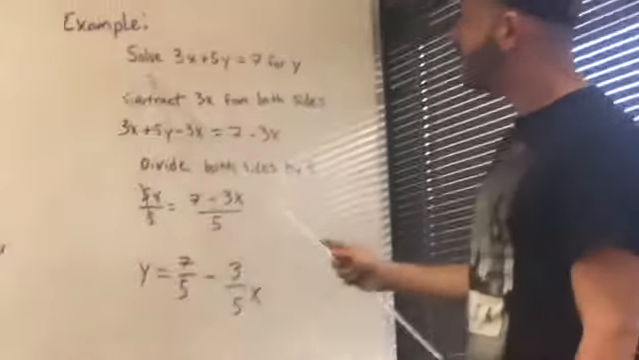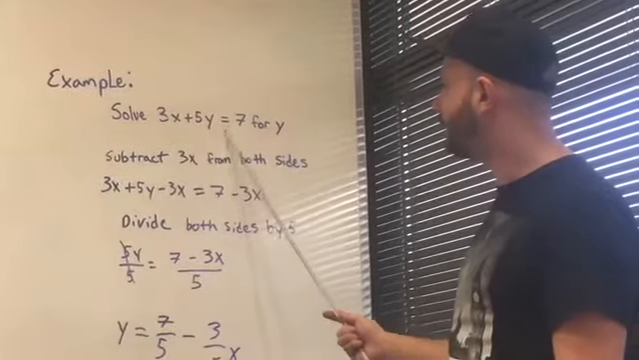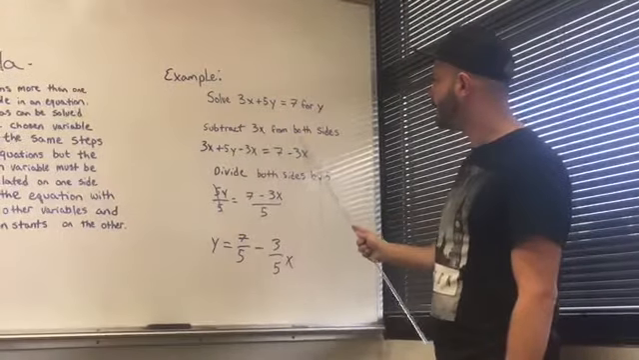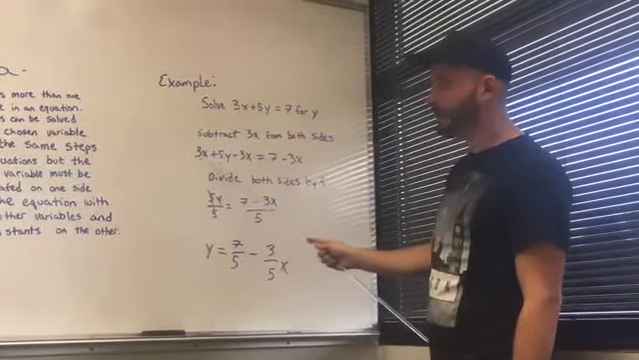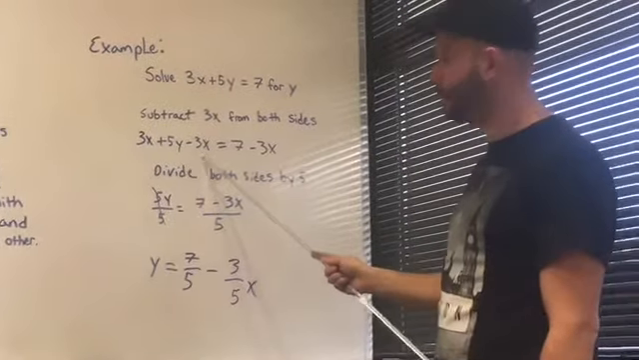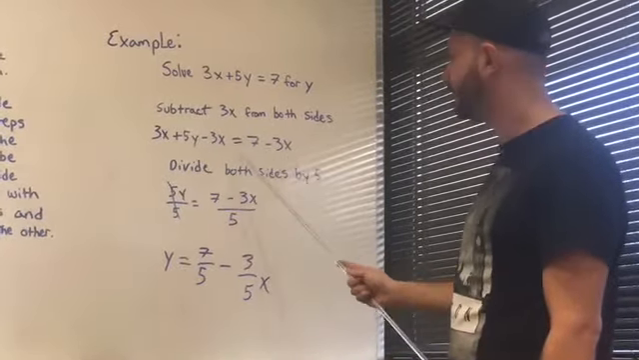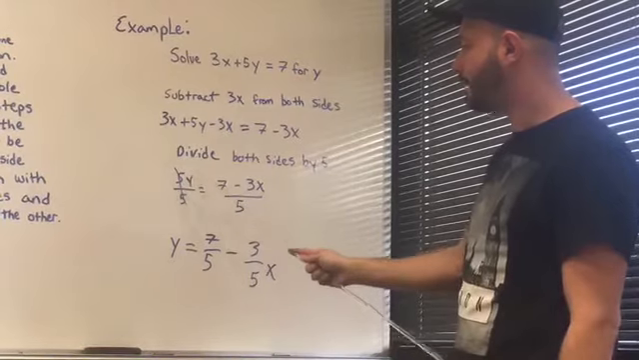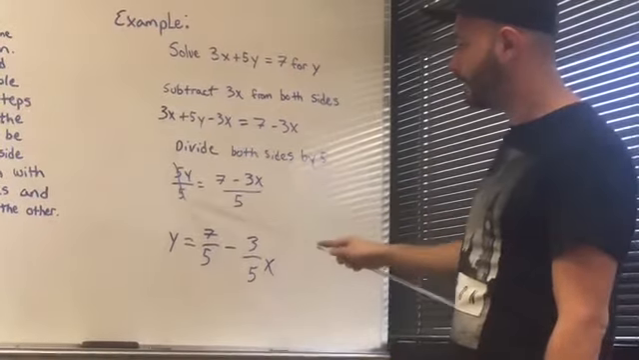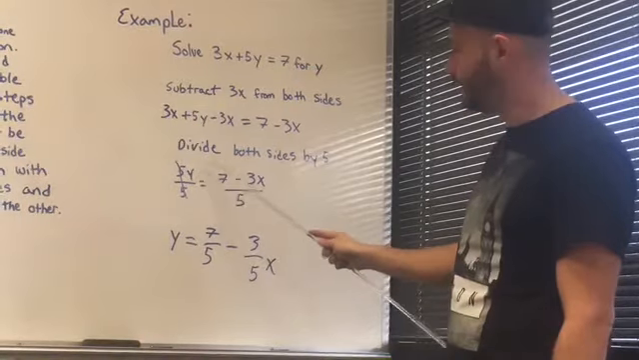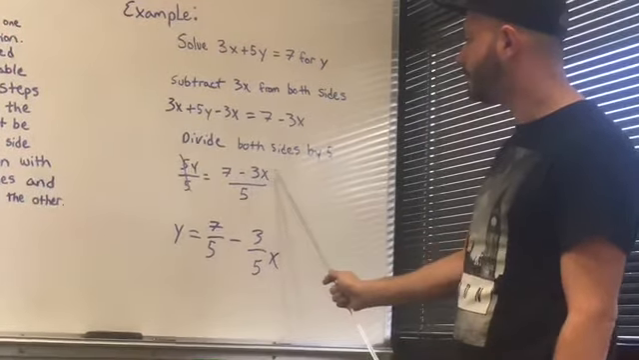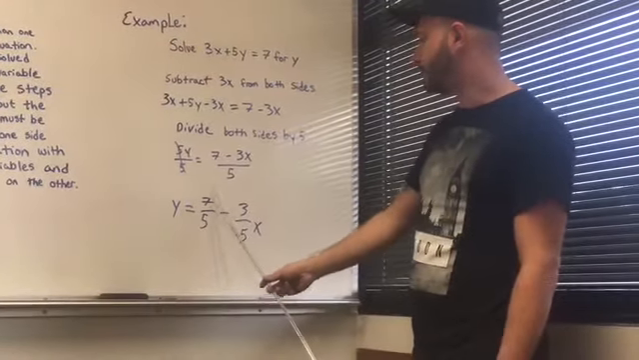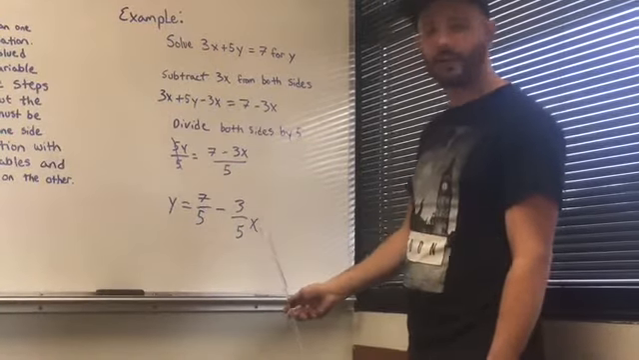For example, let's solve 3x plus 5y equals 7 for y. First, we're going to subtract 3x from both sides. So here we have 3x plus 5y minus 3x equals 7 minus 3x. After that, we're going to divide both sides by 5. So here we have 5y divided by 5. That cancels out, and we have y by itself on the left side. That equals 7 minus 3x over 5. And what we're left with is the solution: y equals 7/5 minus 3/5 x.